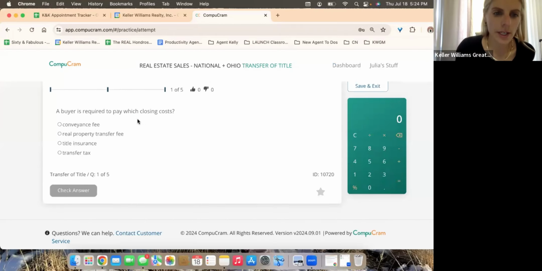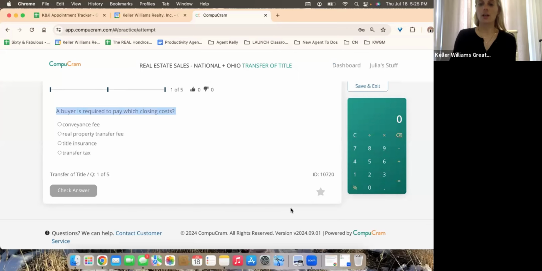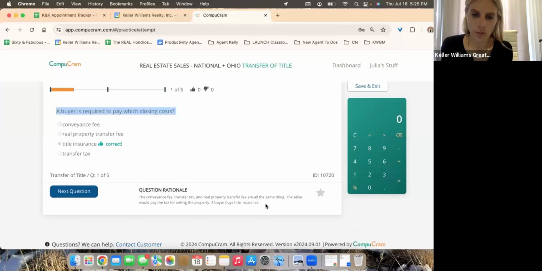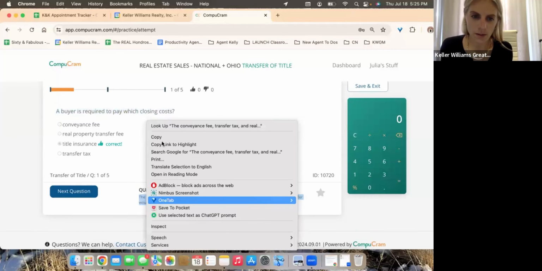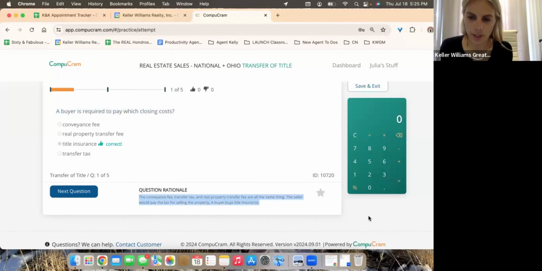A buyer is required to pay which closing cost? Is that A, conveyance fee, B, real property transfer fee, C, title insurance, or D, transfer tax? Definitely a need to know for the exam. Title insurance is correct. Good job. The buyer is required to pay this at closing.